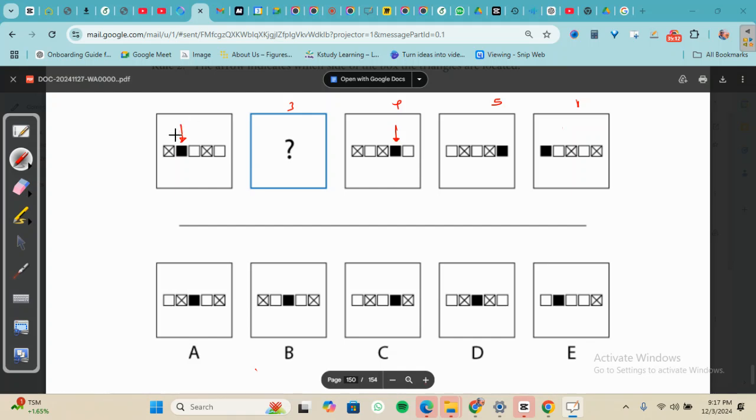So, guys, this dark square is in the second position here. Now it's meant to be in the third position for this question mark. So, is it option A or option B? This one is out. Or option D, this one is out.